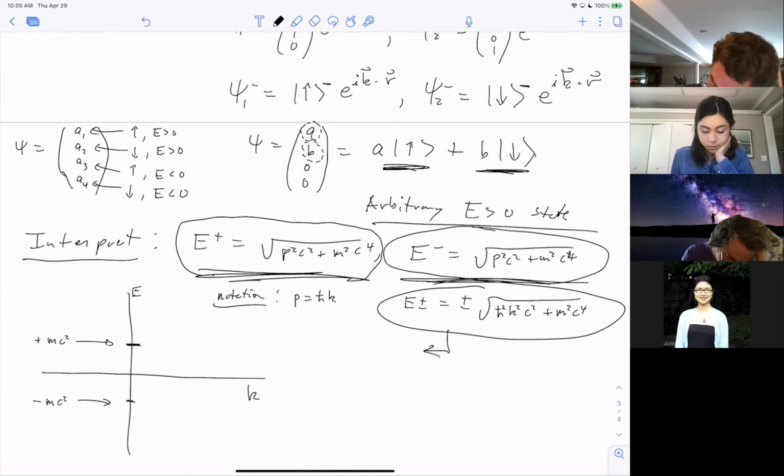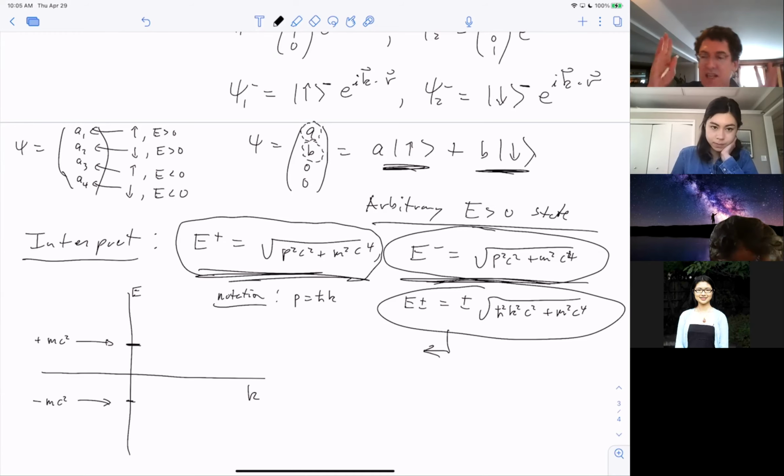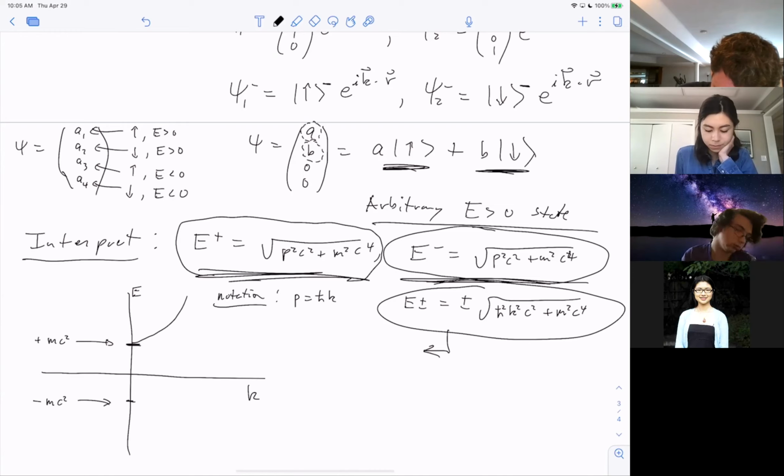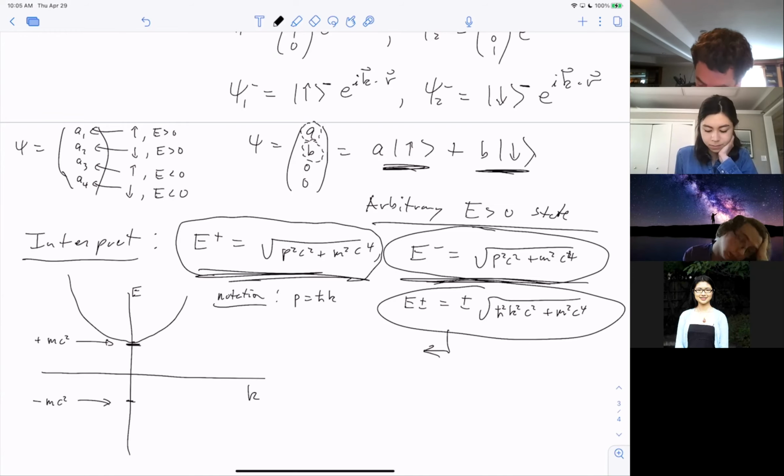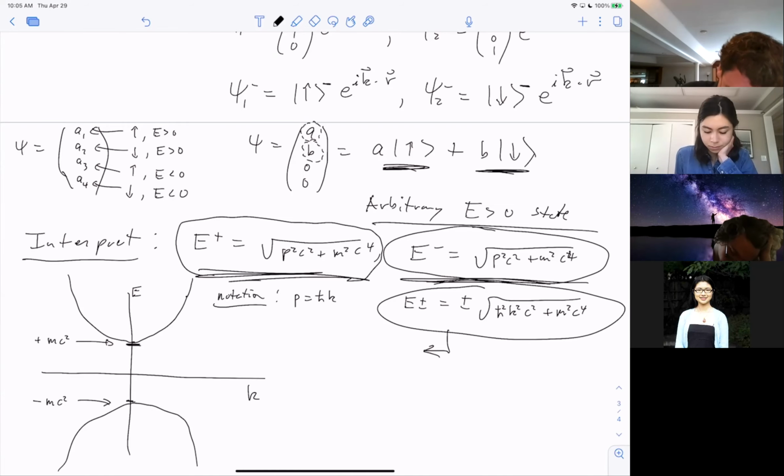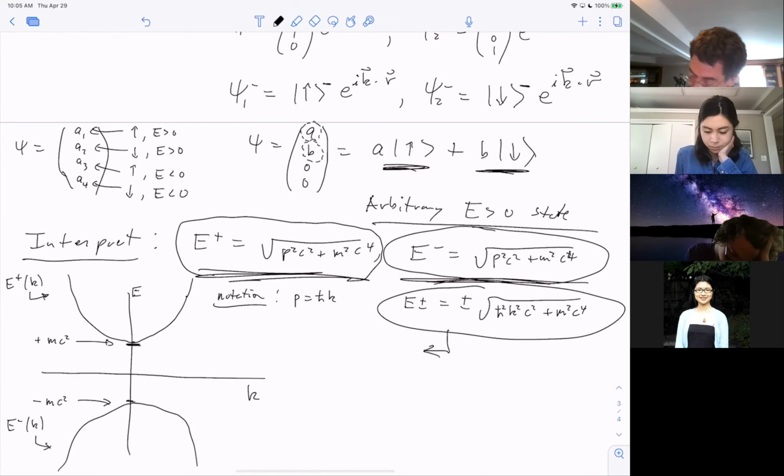And so when I plot them, they look a little funny, but they're sort of like a distorted parabola when you plot them. So let's just plot it like this. You know, go on Mathematica and plot those functions and you'll see what they look like. But they look something like this. Okay. And so this is E plus, which is a function of K. And this is E minus, which is a function of K. And the functions are just right over here on the right. Okay, so I've plotted it. Okay, now what does this mean though?